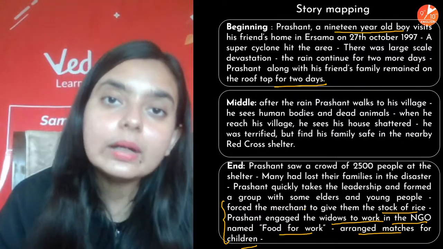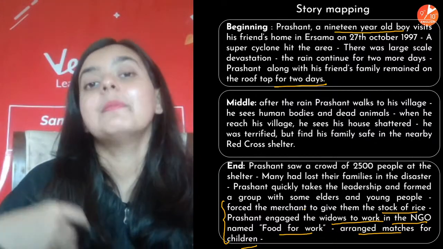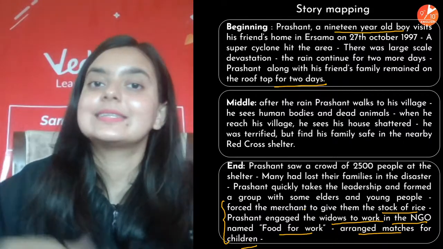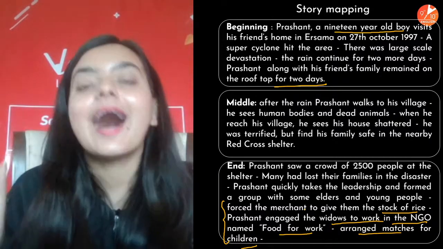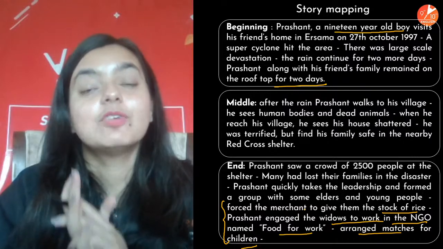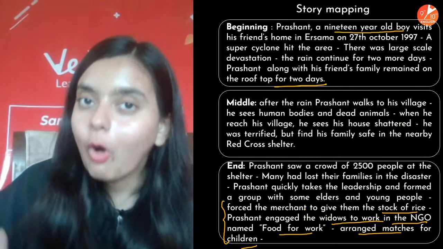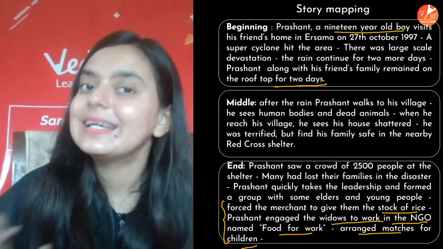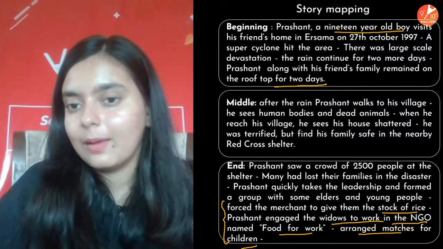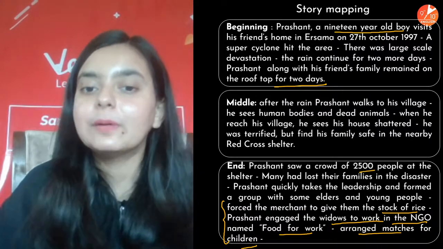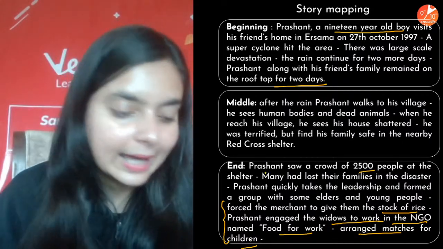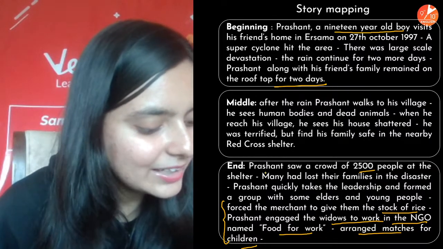So he not only was able to overcome his own disaster, but at the same time he was like a messiah to his entire village, and he was able to bring a ray of hope and a smile on the faces of so many people, almost 2,500 people who were there taking shelter at the Red Cross shelter. Is this clear? Thank you, Utkarsh.